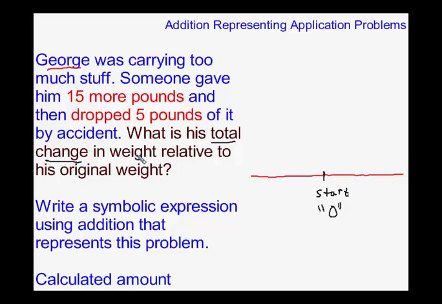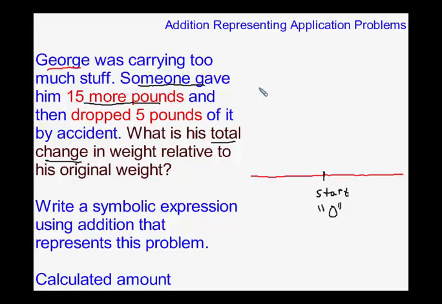Well, why did it change? If you read the story, it says that someone gave poor George 15 more pounds, so that would be a positive change of 15, and then because it was too much to carry, he accidentally dropped 5 pounds more. So again, we won't know how much he ended up carrying because we don't know what his starting amount was, but we can calculate the total change by adding the two different changes in the problem.